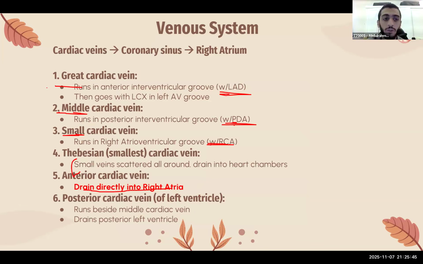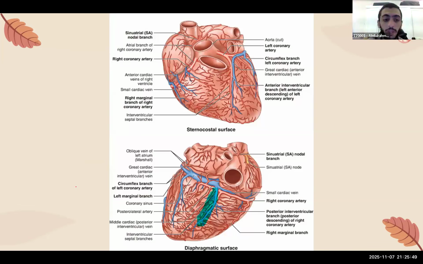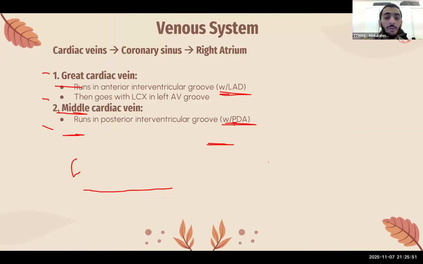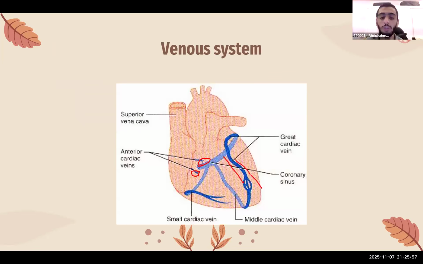Okay, so for the great, middle, and small cardiac veins, remember what they run with and where. For example, if you get an OSCE question about this area and they point at this region and ask what two structures run in here, and they put a pin right here, then you say the great cardiac vein and the left anterior descending artery.